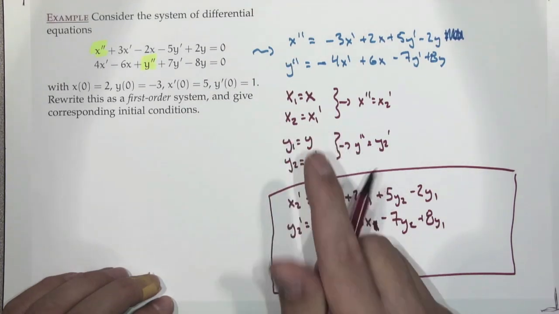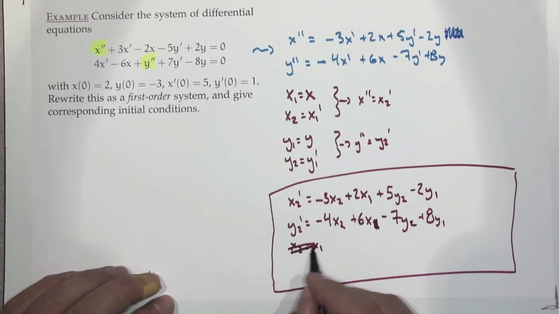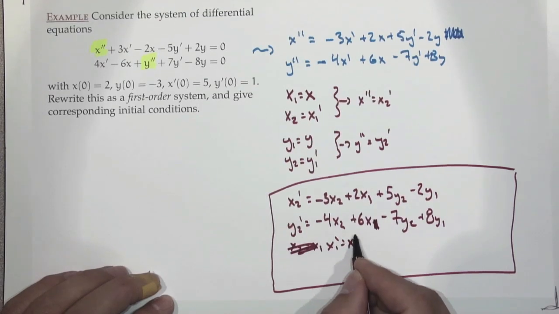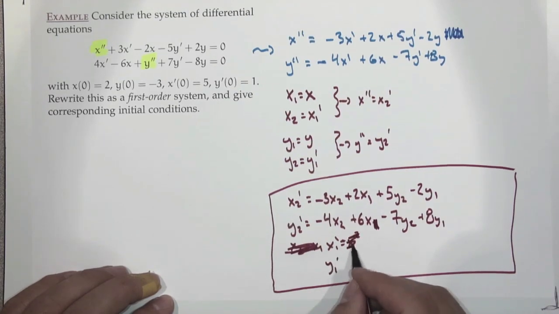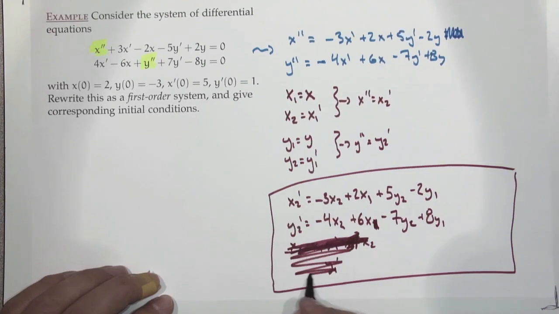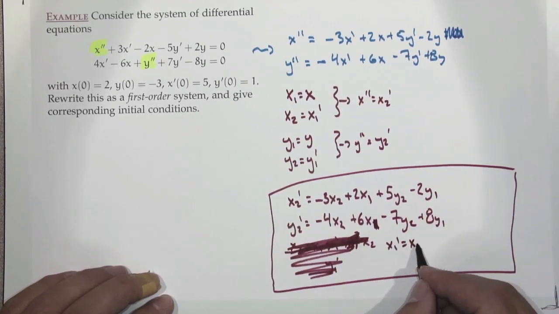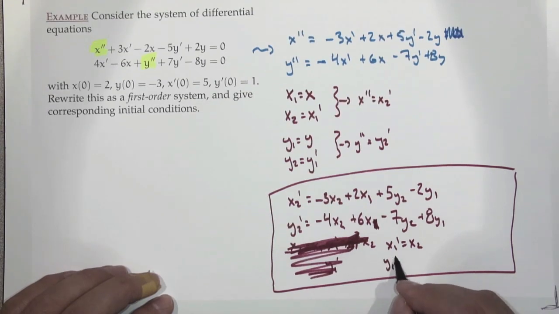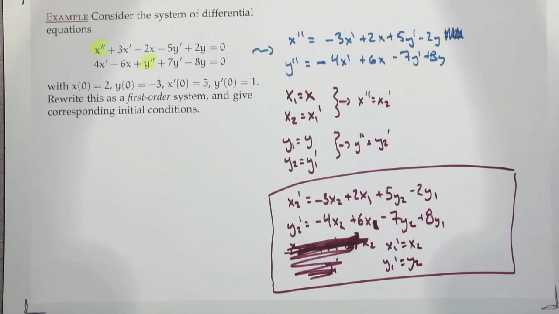We need to throw in our x2 equals x1 prime. Whoops, I should write it as x1 prime equals x2. We like to have derivatives on the left. And y1, why did I write x squared x2? Okay, Steve, just start again. x1 prime equals x2. y1 prime equals y2. Okay, have we answered what the question asked?